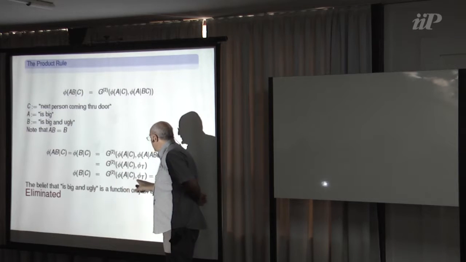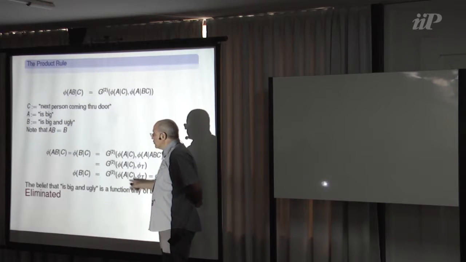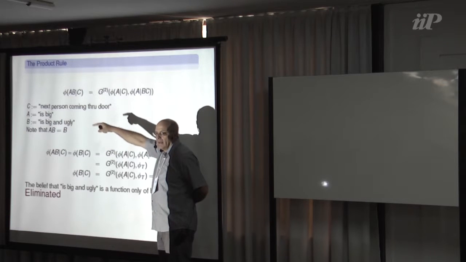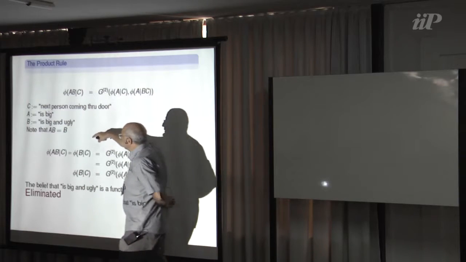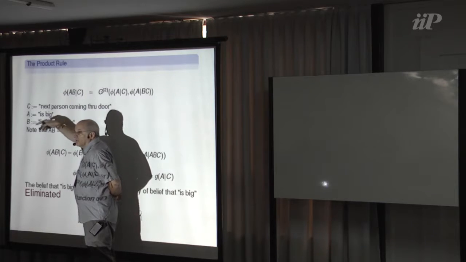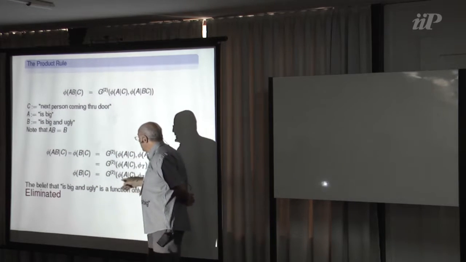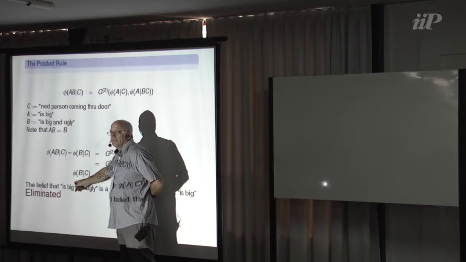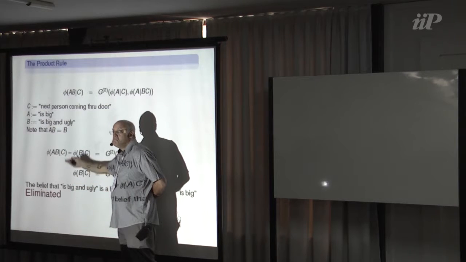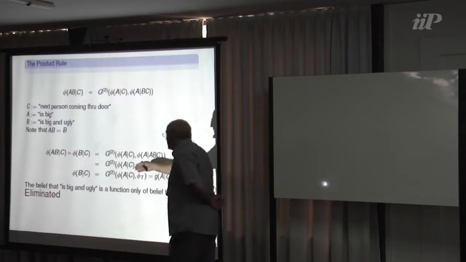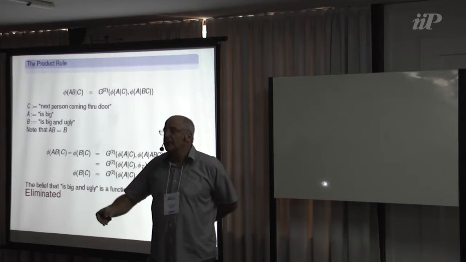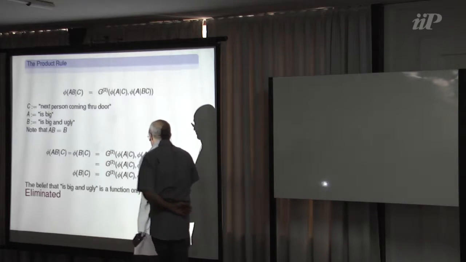a function of A and this constant. So if I vary A, and I'm looking at different things here for which I have different beliefs, this other thing is not going to change. So it says that my belief that it's big and ugly is only a function of my belief that it is big. As if all big people were ugly. Not true. So I eliminate this candidate. Just a function of A.